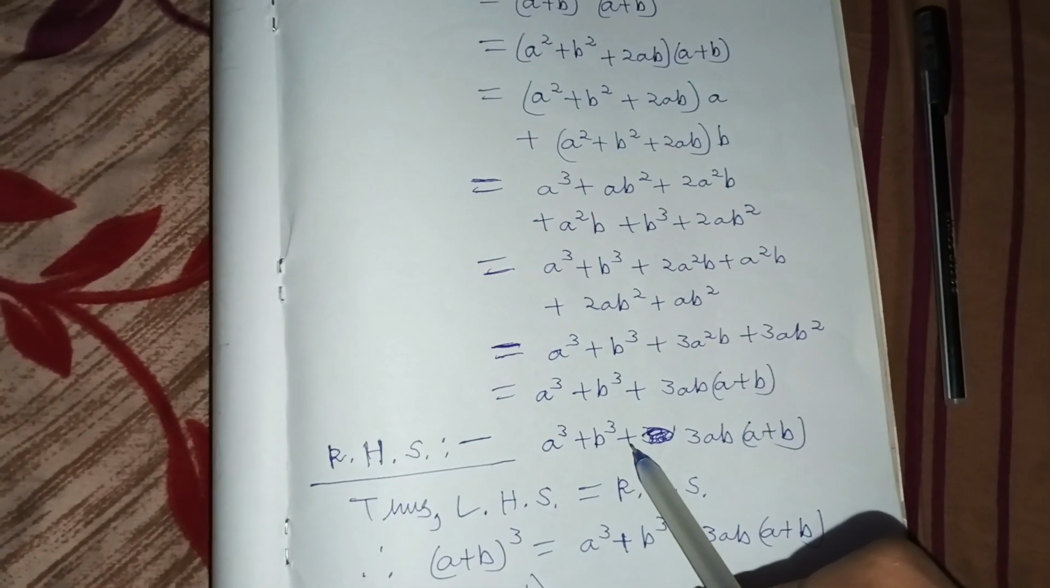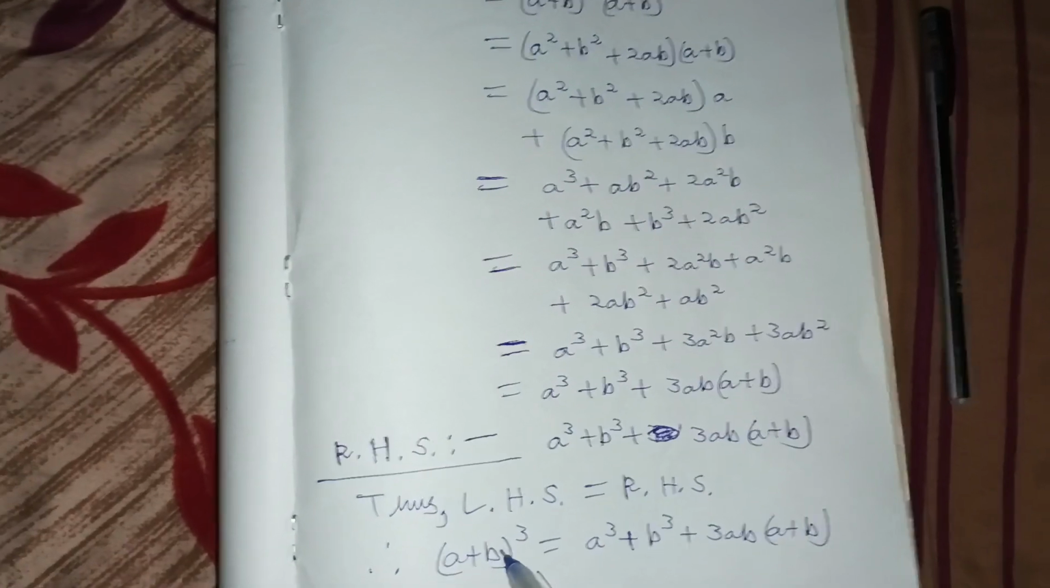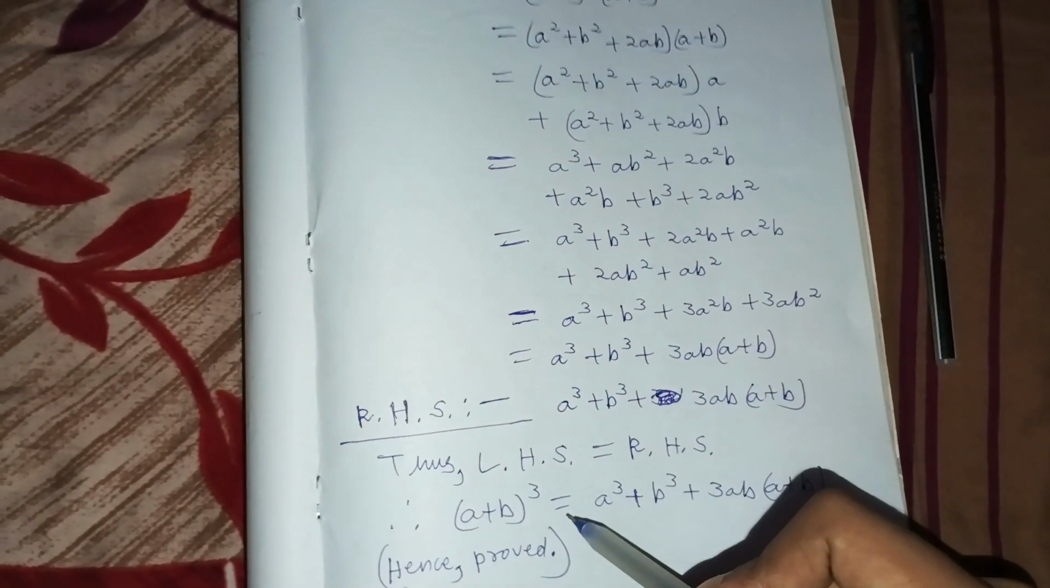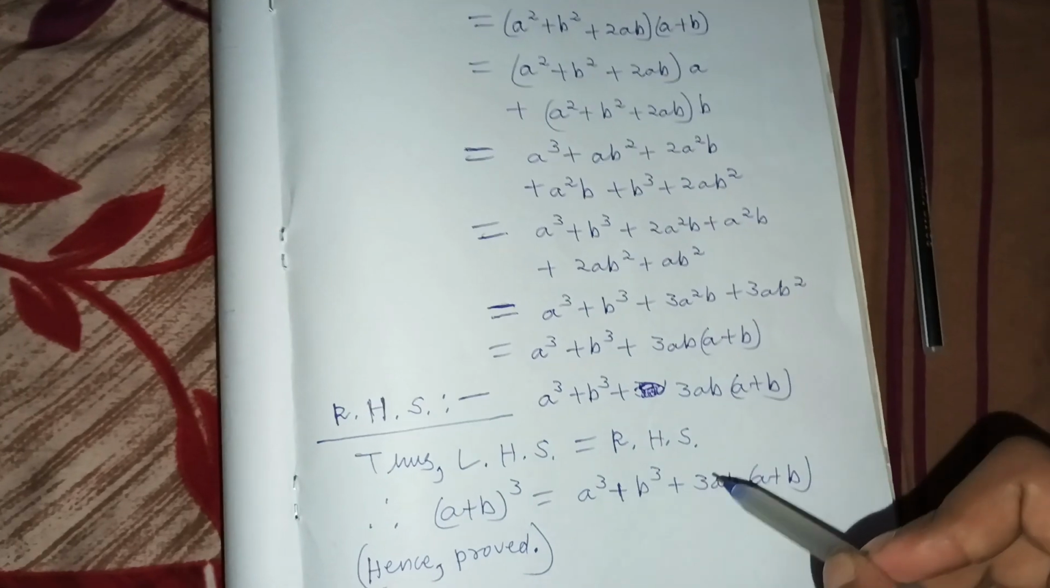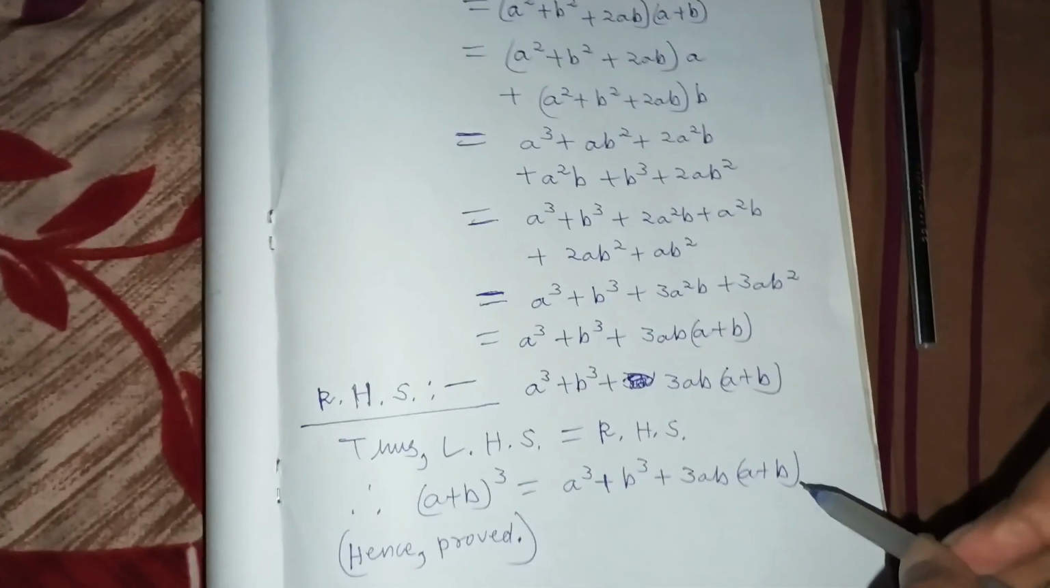RHS is a³ + b³ + 3ab into (a + b). Thus LHS is equal to RHS, so that (a + b)³ is equal to a³ + b³ + 3ab into (a + b). Hence proved.